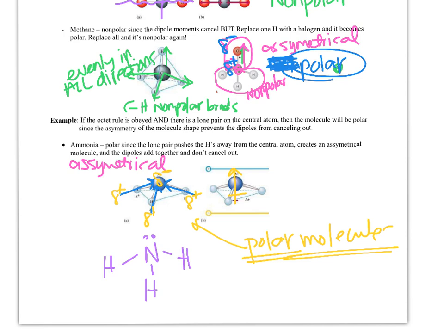So ammonia is polar since the lone pair is pushing the hydrogens away, and it creates that asymmetrical molecule, and the dipoles would add together instead of canceling out. And they're adding together and focused upward.